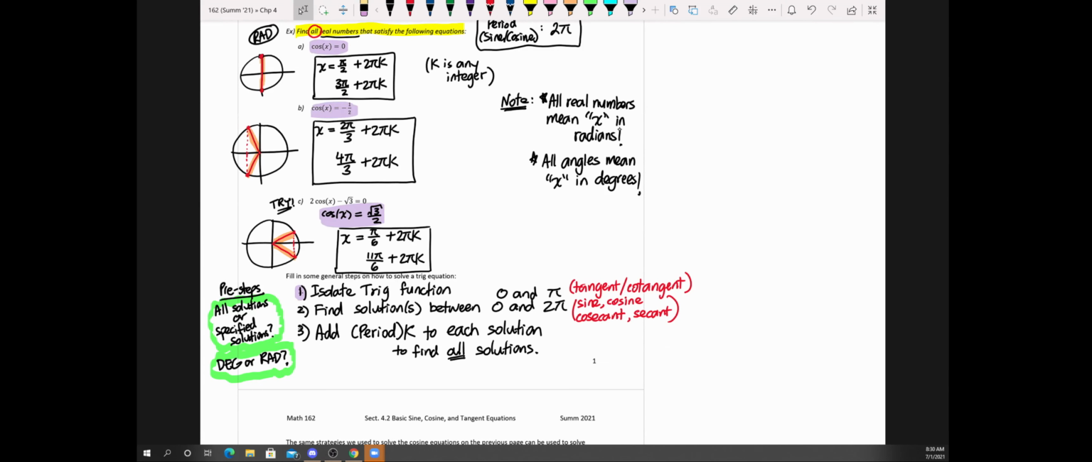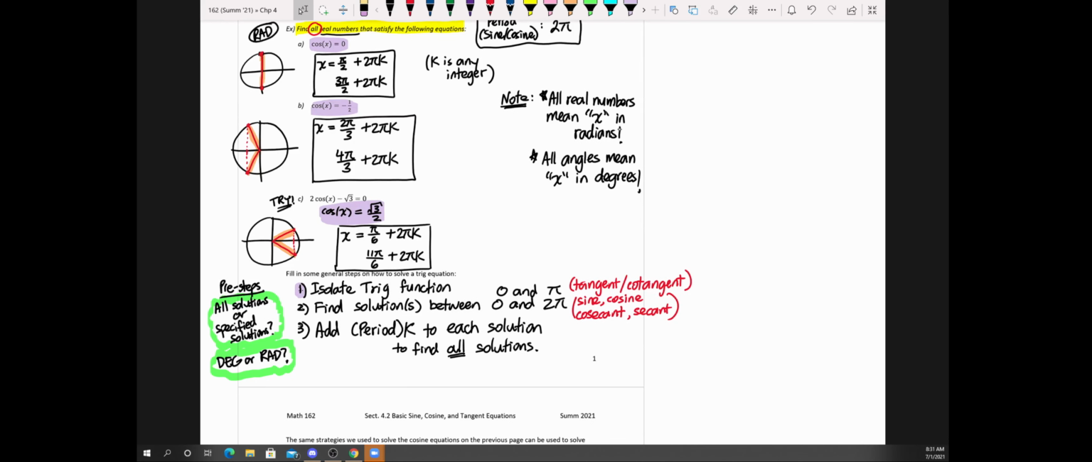Let's turn to page 2. I'm going to call on students to help us solve these trig equations, and we'll have practice and reinforcement in 4.2, 4.3, 4.4.